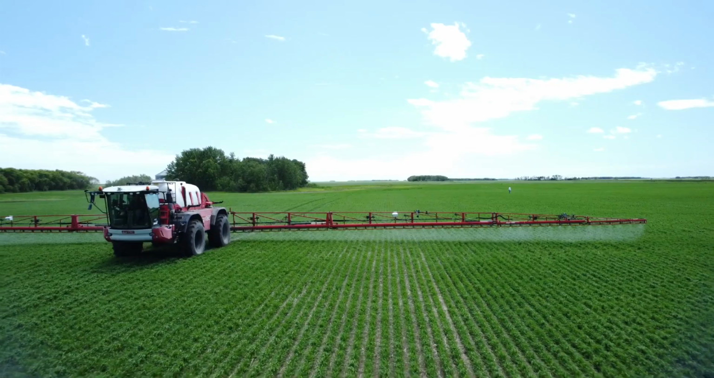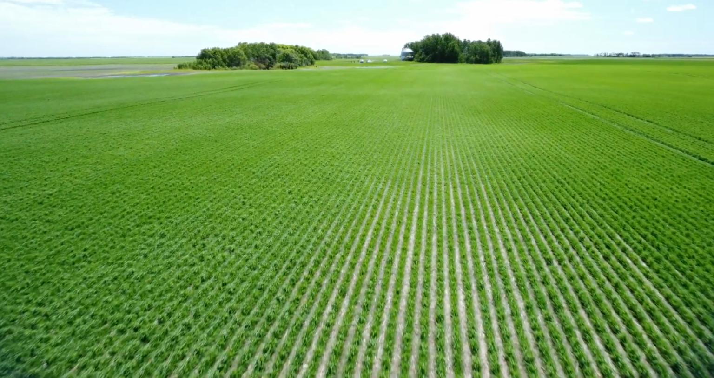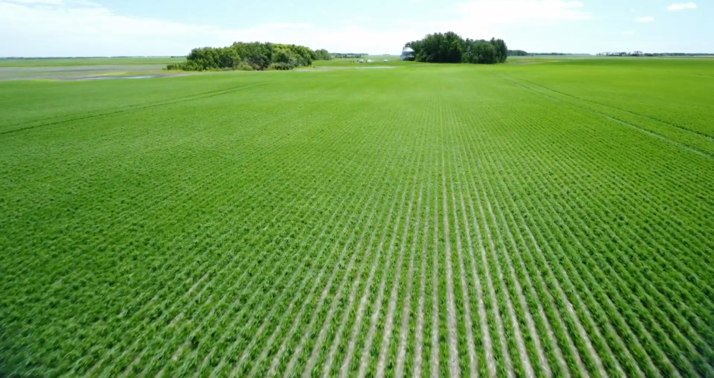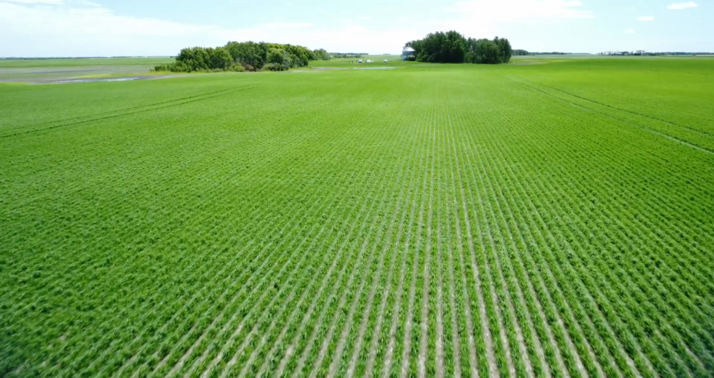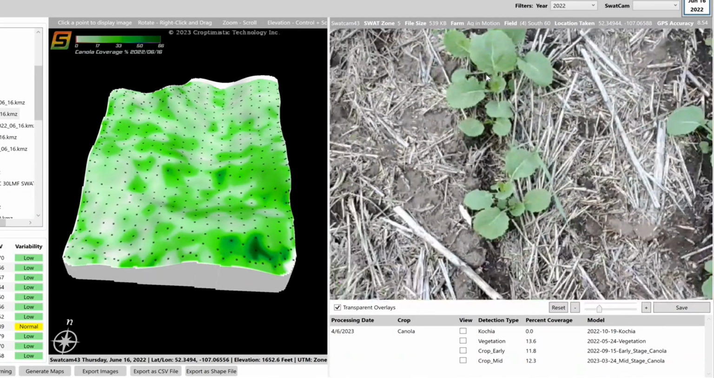It's extremely useful, like to see what is growing where in the field. It's not just that there is some greenery or there is some vegetation. We need to discriminate that this type of vegetation is canola and this is kochia. We have to determine what is crop, what is weeds, how much of the crop is in that image.